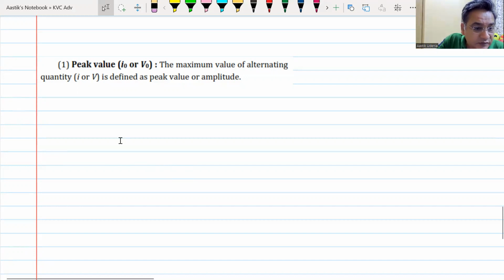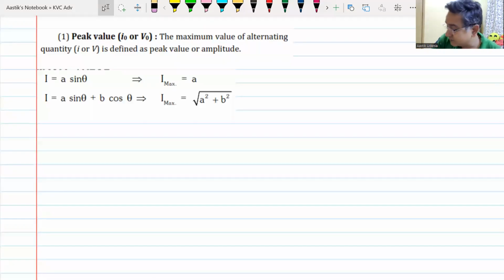Now you can take the example of a few cases where you can understand what will be the maximum value in different cases, and these are basically questions that may come straight away. If your current is given as a sine omega t plus theta, a cos omega t plus theta, the maximum value will be equal to a. Do we understand this? Yes, sir. If your current is given in terms of a sine theta plus b cos theta, then if you find out the maximum value, that will be equal to root of a square plus b square. Do we understand this? Yes, sir.